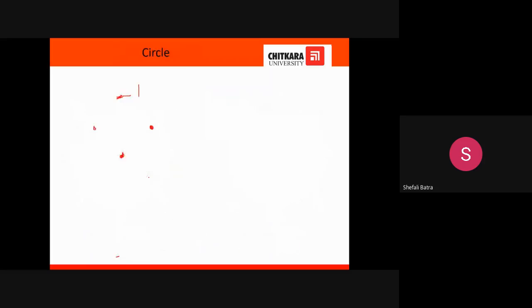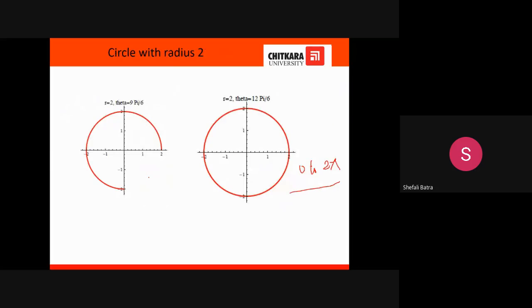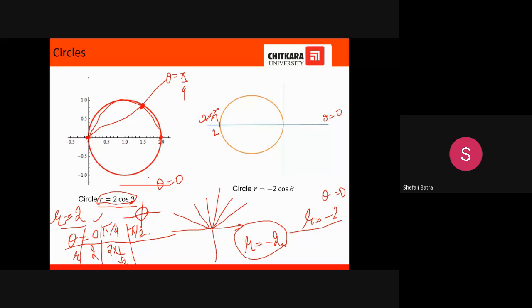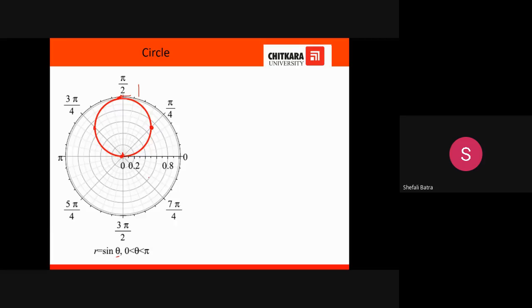Mainly you will be using all these. r is equal to 2 means this is a circle with center at origin and radius 2. Then r is equal to 2 cos θ: the cos θ circle would be on the positive x-axis. Minus 2 cos θ circle would be on the negative x-axis. r is equal to sin θ circle would be on the y-axis. Minus sin θ circle would be on the negative y-axis.